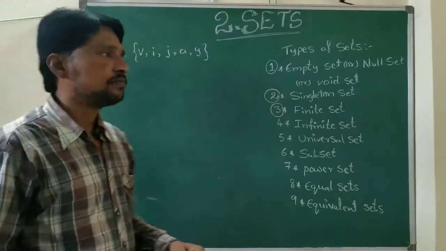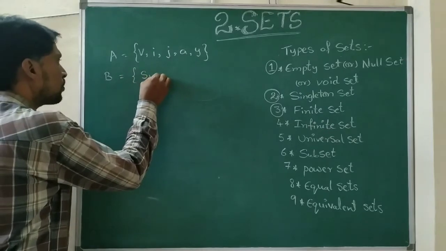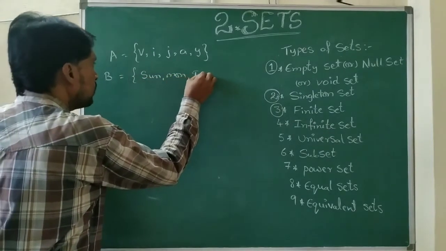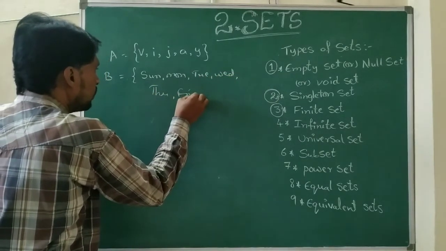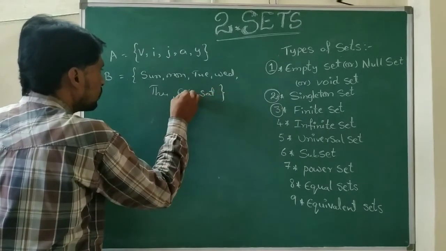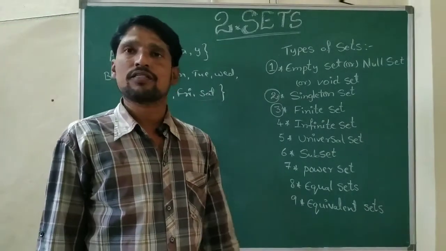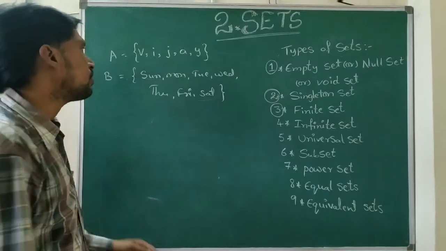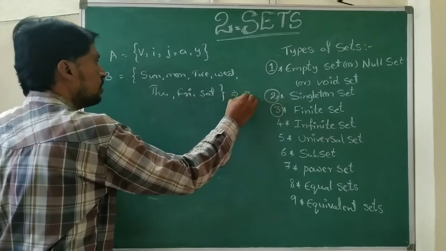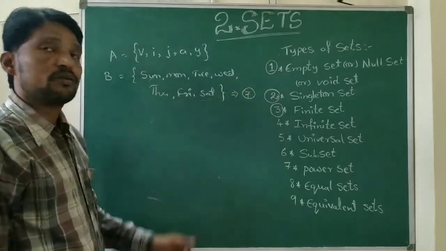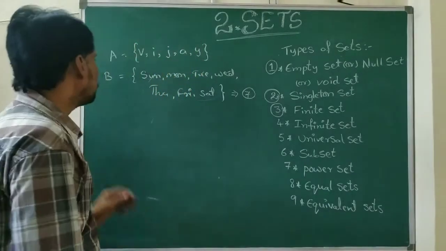One more example. B equals {Sunday, Monday, Tuesday, Wednesday, Thursday, Friday, Saturday}. In this set, can we count the number of elements? Yes, we can count. How many elements are there? 1, 2, 3, 4, 5, 6, 7. We counted and got 7 elements. Is it a finite set or not? Yes, it is a finite set. One more example.